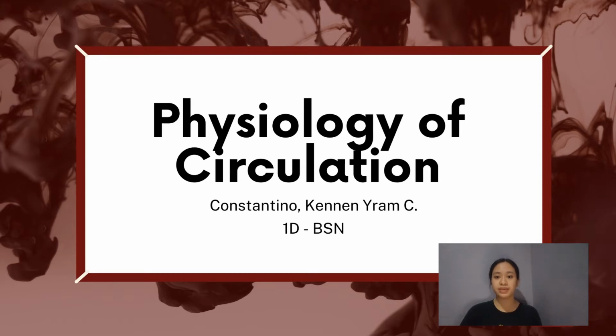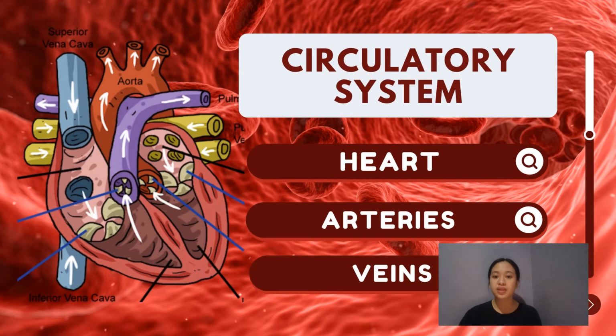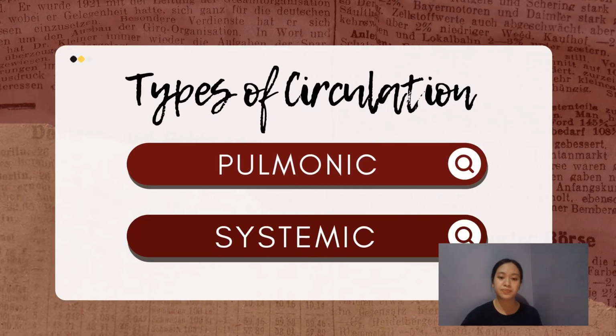I am Constantino from 1D BSN. So in this presentation, I am going to talk about my understanding of the physiology behind circulation. The blood delivers different nutrients and oxygen to the cells in our body. The circulatory system consists of the heart, the arteries, and the veins that deliver blood throughout the body.